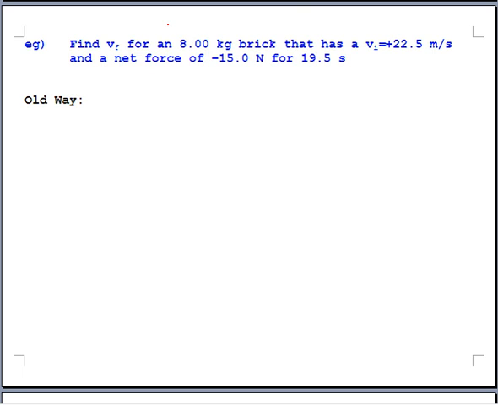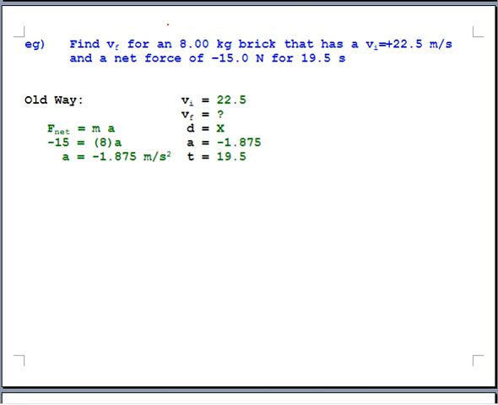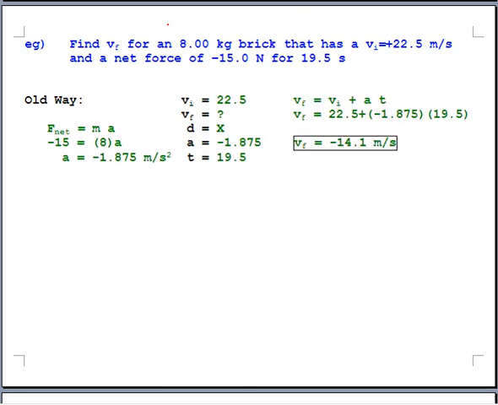The old way still works. This is not a bad thing. So don't think old means bad. This is just the alternative that we learned earlier in the chapter. What you could do is you could treat this as an F net equals ma, where you plug in the net force, you plug in the mass, you solve for the acceleration, and then you run some kinematics, and you get a final velocity. That's totally fine.